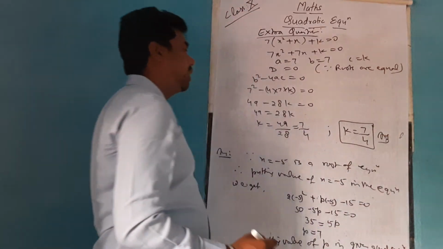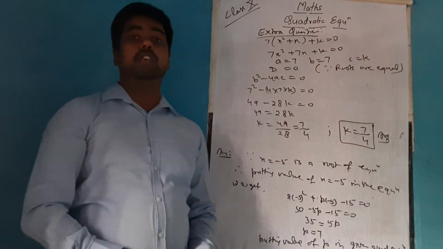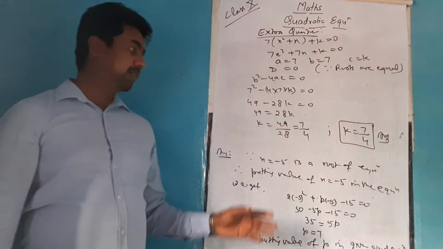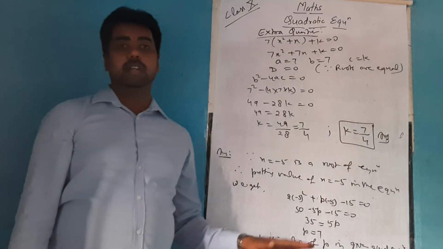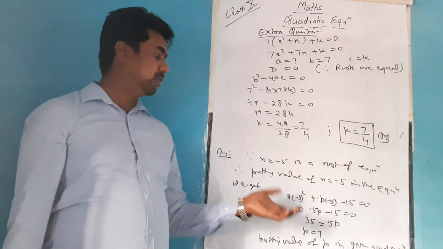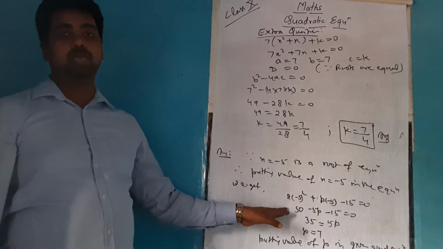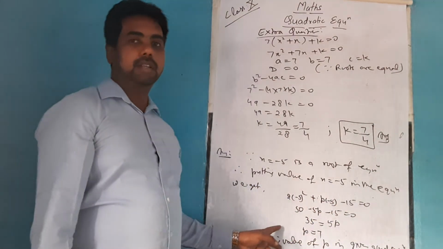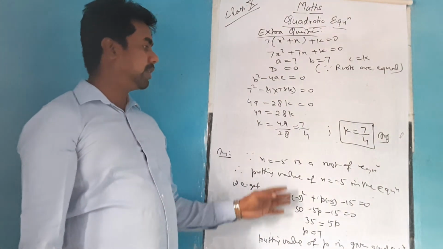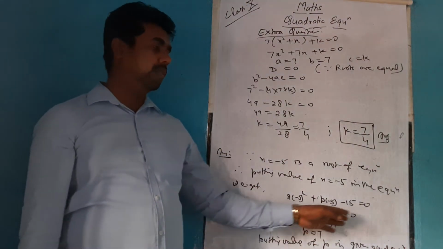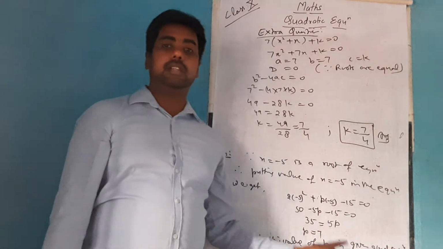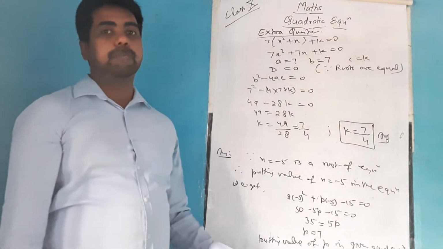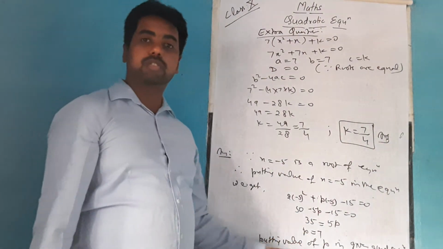So this is the way you are going to solve and get the missing value of k. If one root of the equation is given, you will use that value, put it in the given equation whose root is given, to get the missing value of the variable. After getting the missing value of the variable, related with that, one more quadratic equation is given where it says that the roots of that equation are equal.